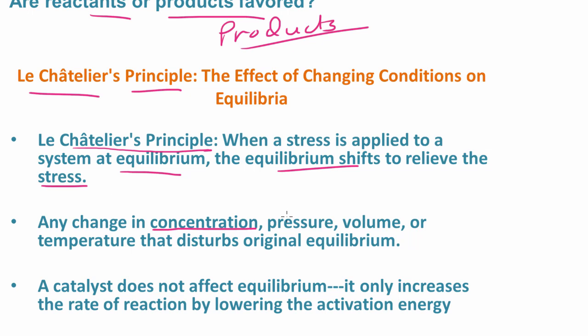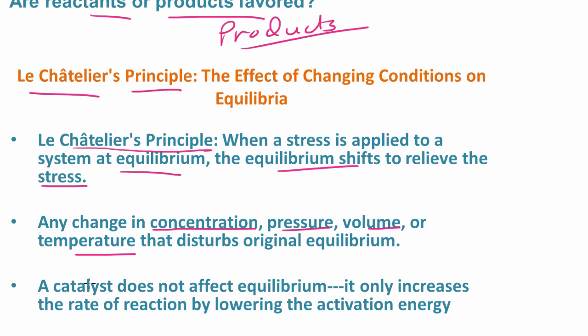A change in concentration, pressure, volume, or temperature. So if a system is at equilibrium, we can change concentration, we can change the pressure by changing the volume, or we can change the temperature. That'll disturb the original equilibrium. And then the equilibrium or the reaction is going to shift in such a way as to remove that stress.